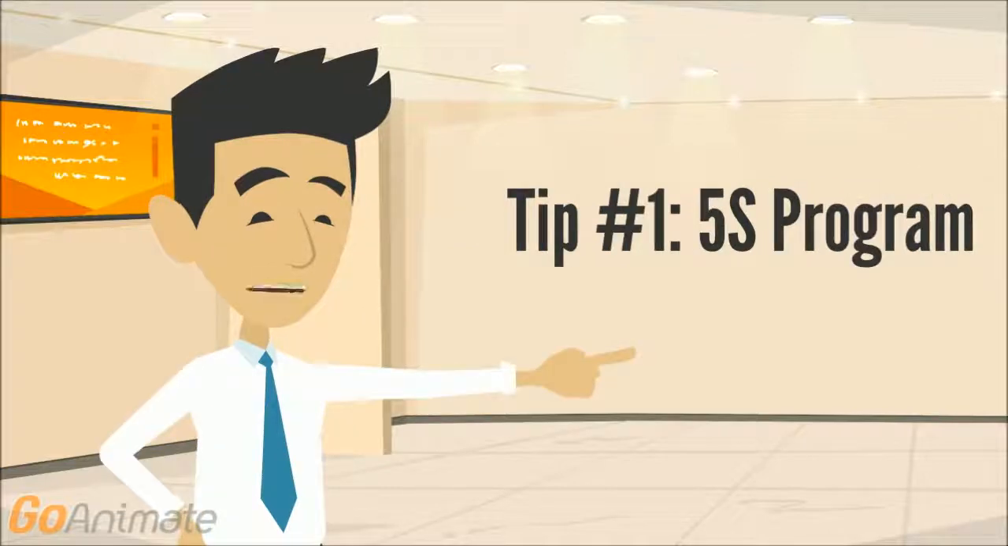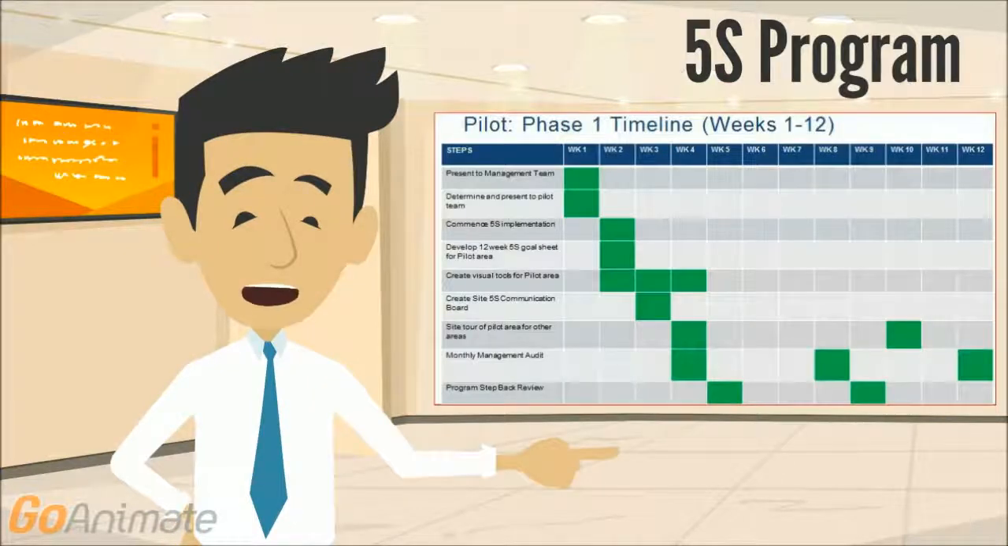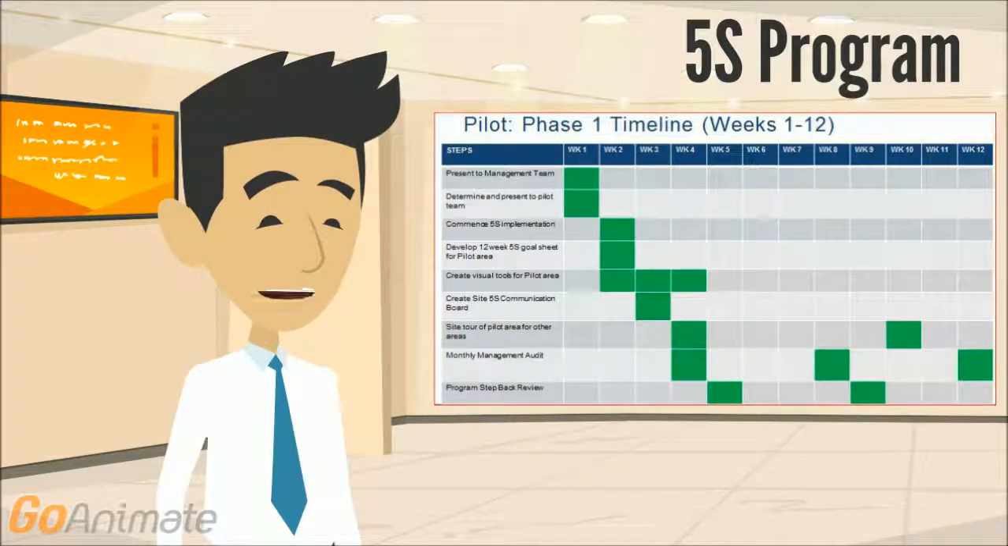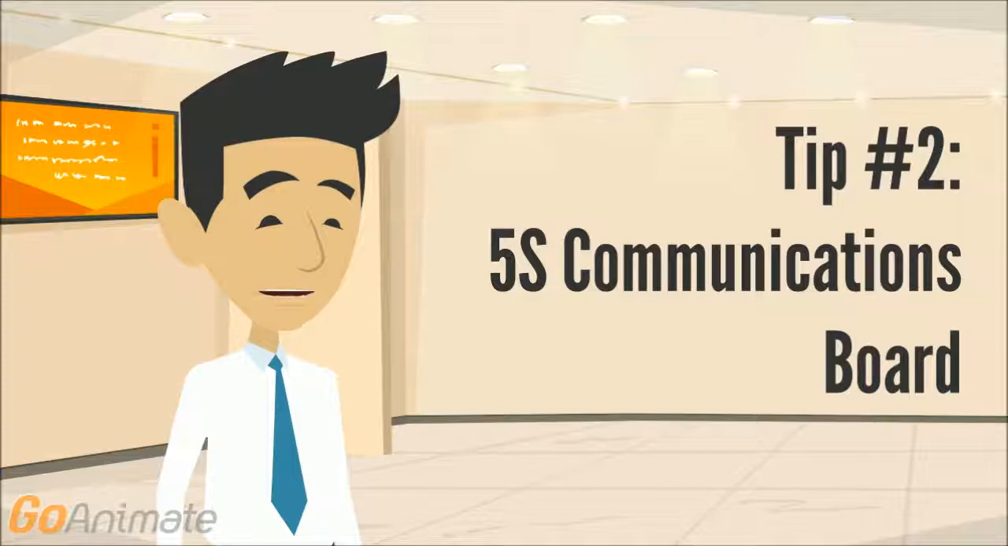Tip number 1 is about building a 5S program. The program requires a plan and details on what you and your team intend to do regarding 5S. A 5S program contains a series of steps and a timeline of when the steps are scheduled to be undertaken. Here is an example of a program. Creating a strong plan, reviewing it regularly and communicating it, will go a long way to making your 5S program successful.